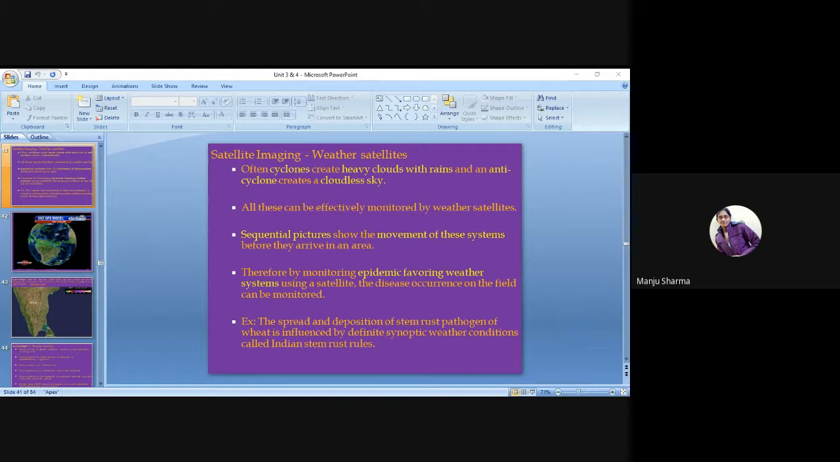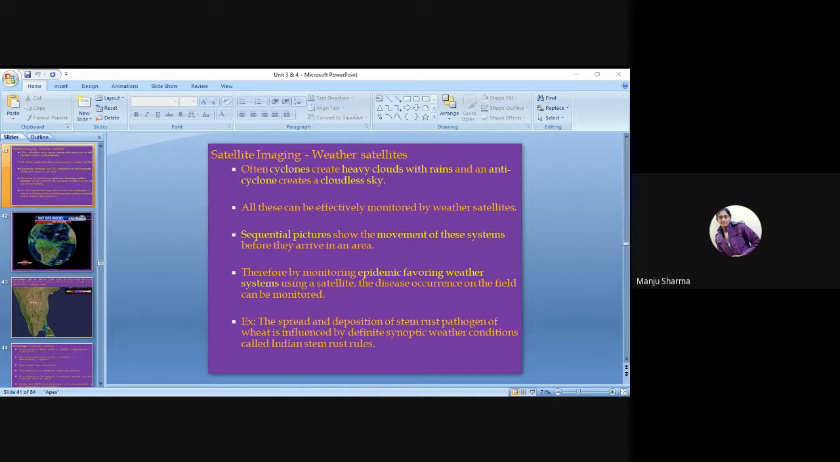Satellite imaging and weather satellites. Often, cyclones create heavy clouds with rains, and an anticyclone creates a cloudless sky. All these can be effectively monitored by weather satellites. Sequential pictures show the movement of these systems before they arrive in an area.